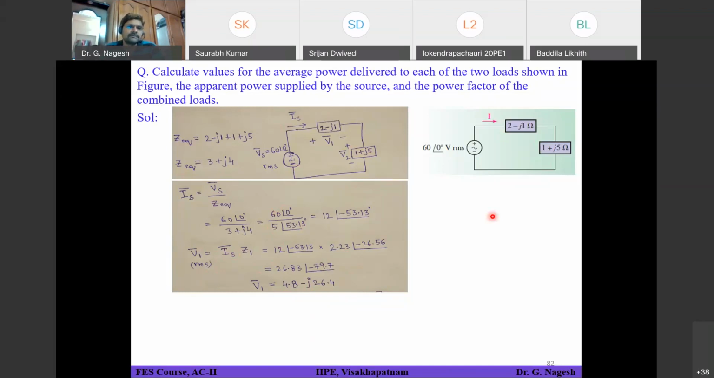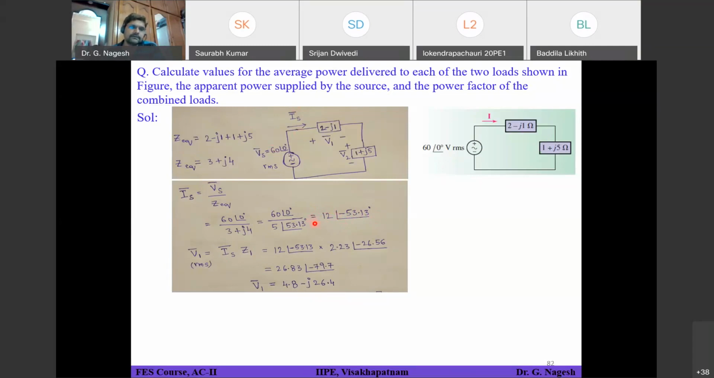you have to calculate the maximum value of the voltage, because in the question they have given RMS, that means effective value. So the 60 volts is the RMS value of your source voltage. Similarly, the source current IS, which is 12 at an angle of minus 53.13 degrees, this 12 is the RMS or effective value of your current, not the maximum value.